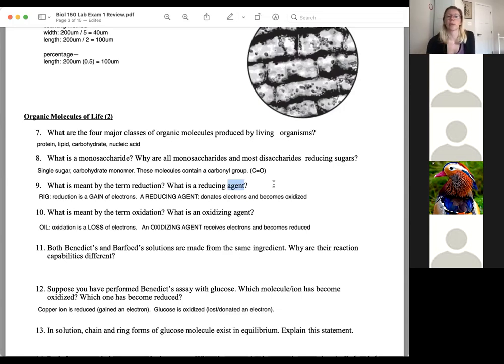This is the kind of thing I would recommend writing in your notes, maybe coming back to it later tonight or tomorrow and reading through it again. Hopefully with that repetition, it'll slowly sink in and start to make sense. But if you can remember OIL RIG, oxidation is a loss, reduction is a gain. And whenever you see that word agent, reducing agent, oxidizing agent, that should be your clue to really think about what that agent is doing.